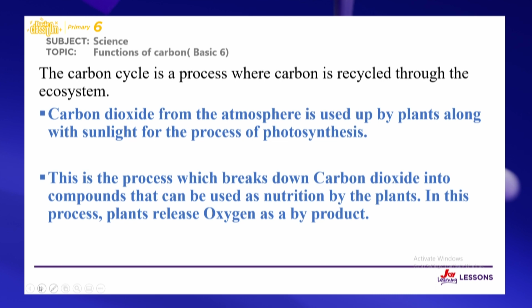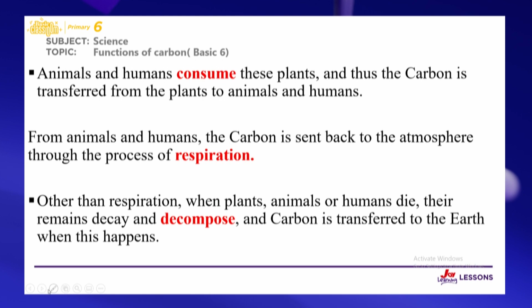In this process, plants release oxygen as what? A byproduct. So when plants take in carbon dioxide, they release oxygen as a byproduct, which we take in during what? Respiration. Animals and humans consume these plants, and thus the carbon is transferred from the plant to animals and humans. So when plants use this carbon dioxide to prepare their food, we in turn feed on these plants. When we eat these plants, that means we take in this carbon into our system. From animals and humans, the carbon is sent back to the atmosphere through the process of respiration.